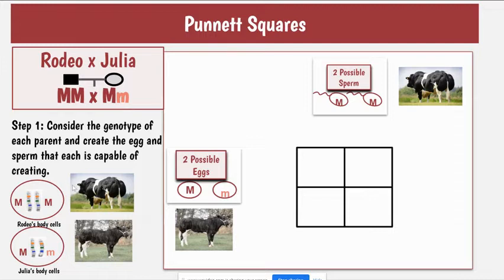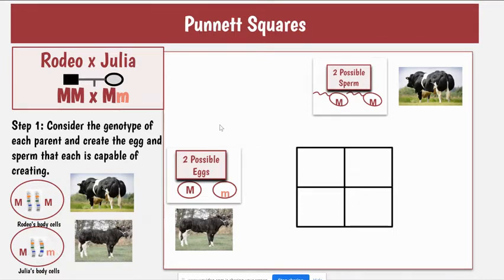If you take a look down here below, you're going to see on the chromosome, it shows him having two of the capital M's that represent that muscular gene. So here on the chromosome. For Julia, same thing with her body cells. On her chromosomes, it shows the capital M and the lowercase m.